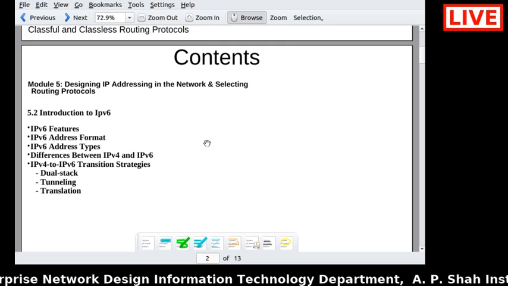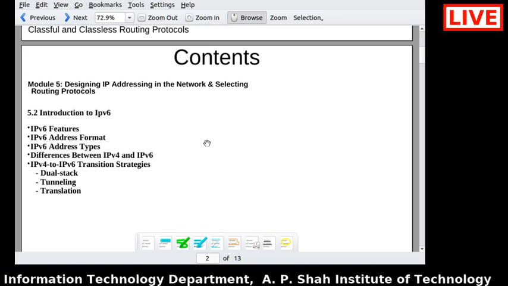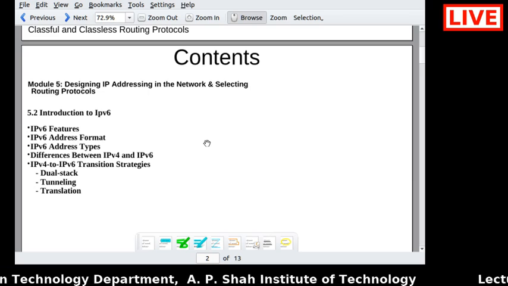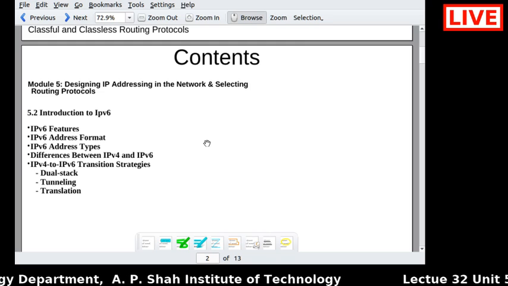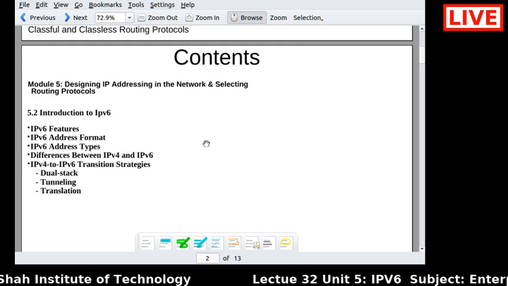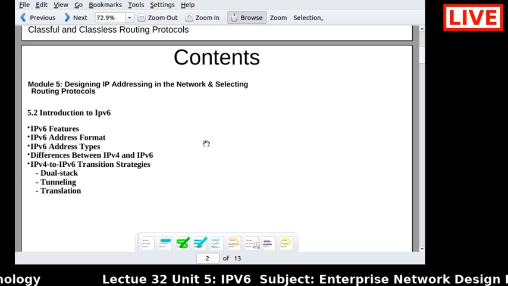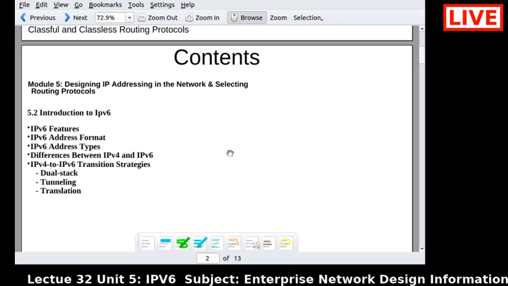You already know about IPv4. Now we need to study IPv6, and with respect to IPv4 we need to identify the differences between both. What are the differences between IPv4 and IPv6? What are the different header fields and all those things?